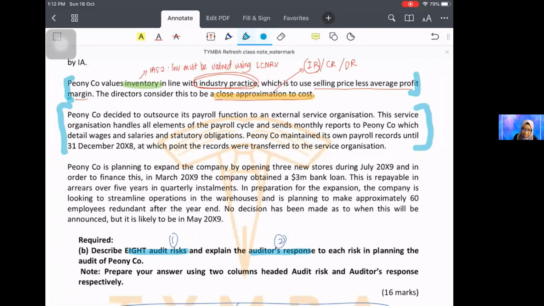Fourth paragraph, I want to highlight the last sentence here. PINI maintained its own payroll records until 31st December, at which point the records were transferred to the service organisation. Meaning that the service organisation performs the payroll functions of the company, so it will fill in the double entry for the payroll account for PINICO. So here you can have an audit risk, but is it IR, CR or DR? Is the risk belonging to the auditor? No. This is not a detection risk because this risk does not belong to the auditor. The company transferred its records to the service organisation. So this is not a detection risk.